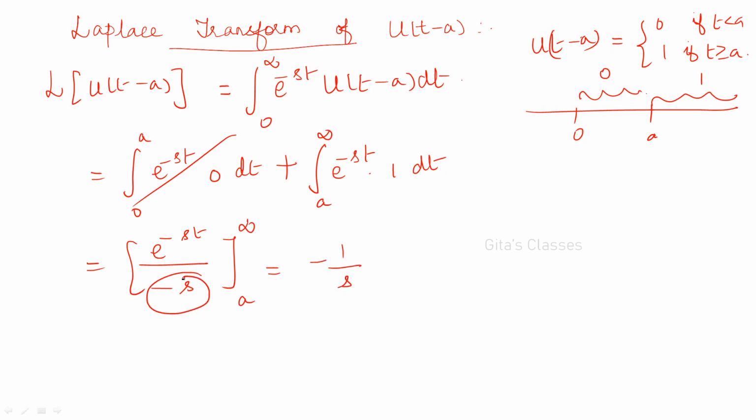That is, I am taking minus 1 by s outside, times e power minus infinity minus e power minus as, substituting t. So e power minus infinity is 0, and minus minus is plus, so 1 by s into e power minus as. Therefore L of u of t minus a is equal to e power minus as by s. This is the formula, the Laplace transform of the unit step function.